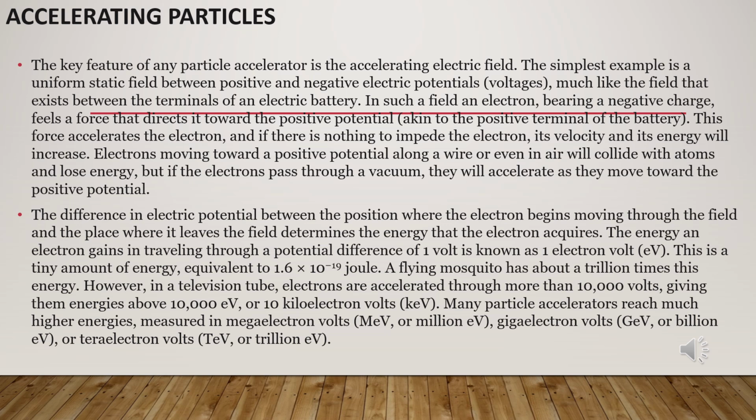This is a tiny amount of energy, equivalent to 1.6 × 10^-19 joule. A flying mosquito has about a trillion times this energy. However, in a television tube, electrons are accelerated through more than 10,000 volts, giving them energy above 10,000 electron volts, or 10 kilo electron volts. Many particle accelerators reach much higher energy, measured in mega electron volts, giga electron volts, or tera electron volts.